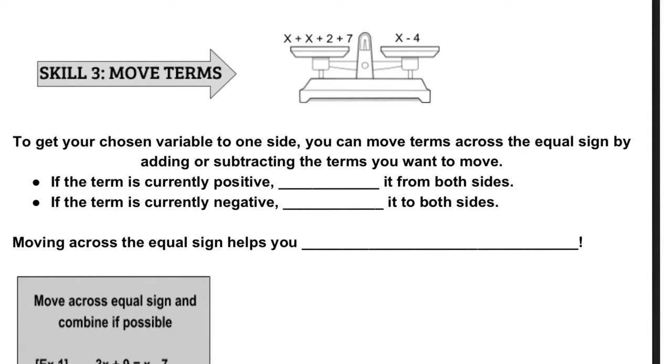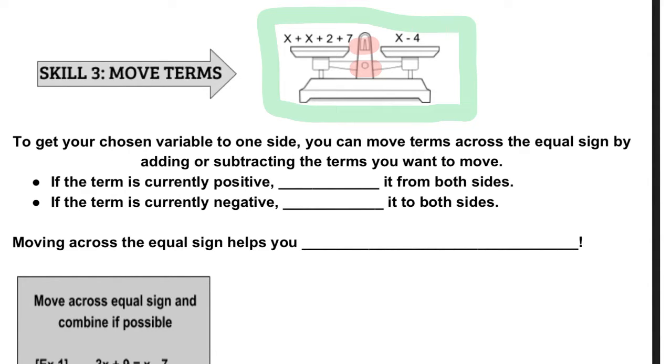So if we look here, and we see this scale up here at the top, this scale is saying that they're balanced, that they are equal. And that is really what we have going on when we think about an equation. For this scale here, it is saying that x plus 2 plus 7 is equal to x minus 4.